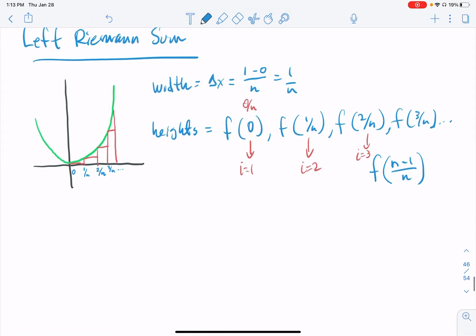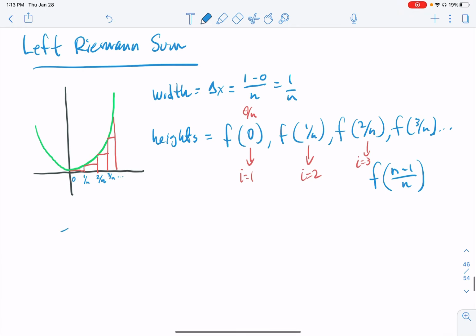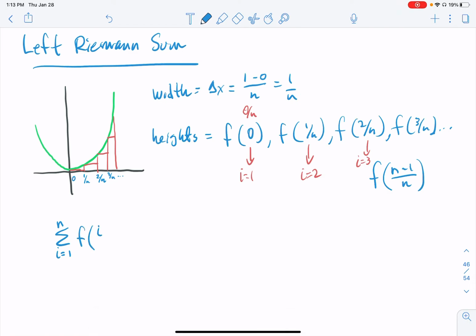So our left Riemann sum can be written in summation notation like this. From i equals 1 to n, we need a function value, and that function value is going to be f of i minus 1 over n. Let's just verify this. If I stick in 1 here, 1 minus 1 is 0, divided by n, I get f of 0. Increase this by 1, go up to 2, 2 minus 1, 1 over n, that's our next x value, and so on. Multiplied times our width, and our width was 1 over n.